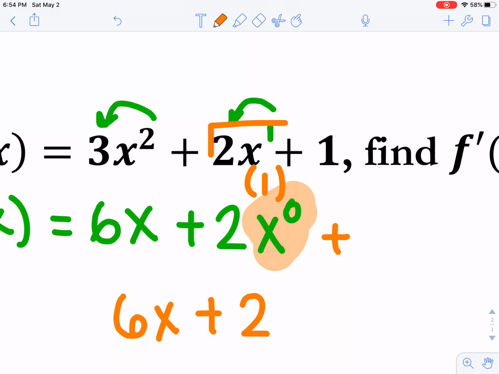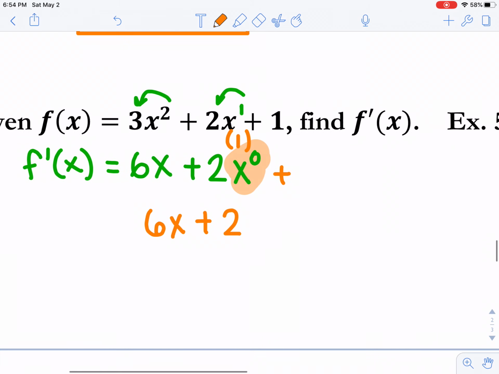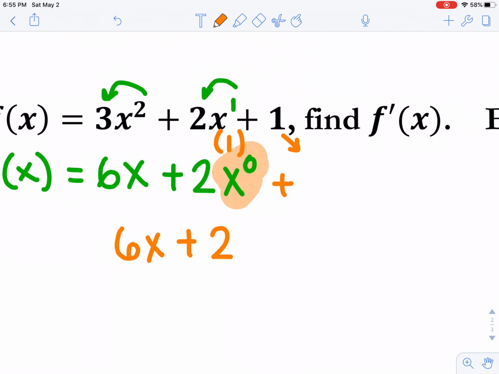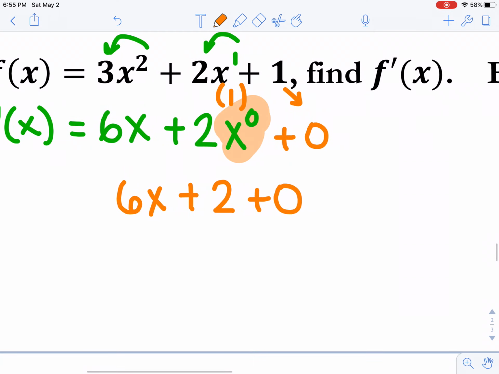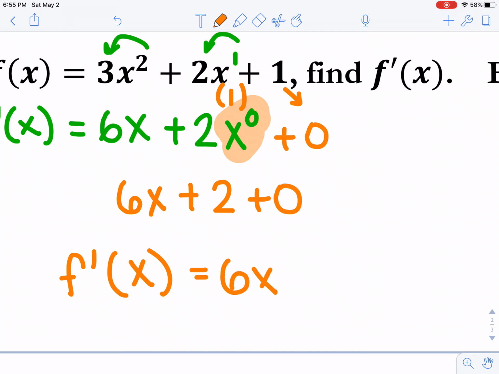So all linear terms, the shortcut is just that x goes away when you take the derivative. Okay, so that's the shortcut. Now with constants, the shortcut is that it just goes away to 0. I don't have to write the plus 0, so my final answer is f prime of x equals 6x plus 2.